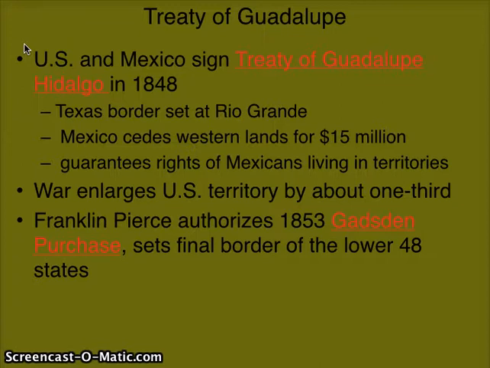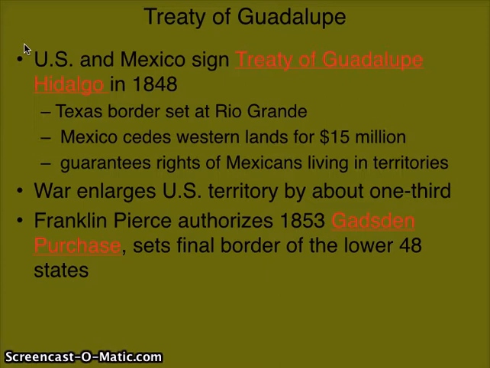So in 1848, we have the Treaty of Guadalupe signed. Basically, it's setting the Texas border at the Rio Grande. So where the Rio Grande River is, that is the border between Mexico and Texas. It also is giving $15 million for any Western lands that did belong to Mexico. So the Americans are paying a certain amount of money for land as well. It also is going to guarantee the rights of Mexicans who are already living in these territories that are now American. So Americans have to respect the Mexicans who have already settled in that area.